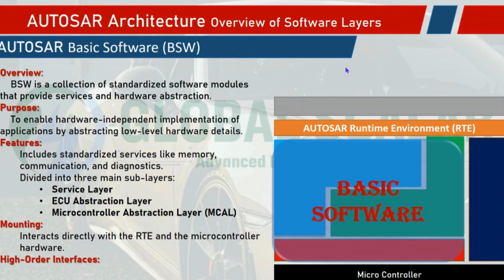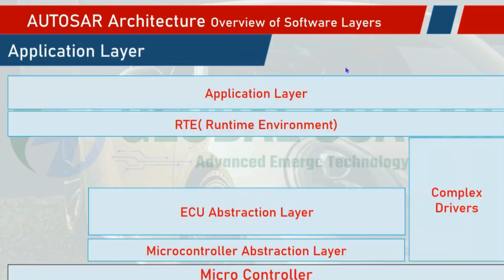And how these interfaces can be configured with the RTE and the microcontroller: we call them APIs. It has the interfaces for communication, CAN, LIN, and some of the diagnostics, and the memory management relevant ports will be there. So with the help of that, we are able to configure the BSW software.